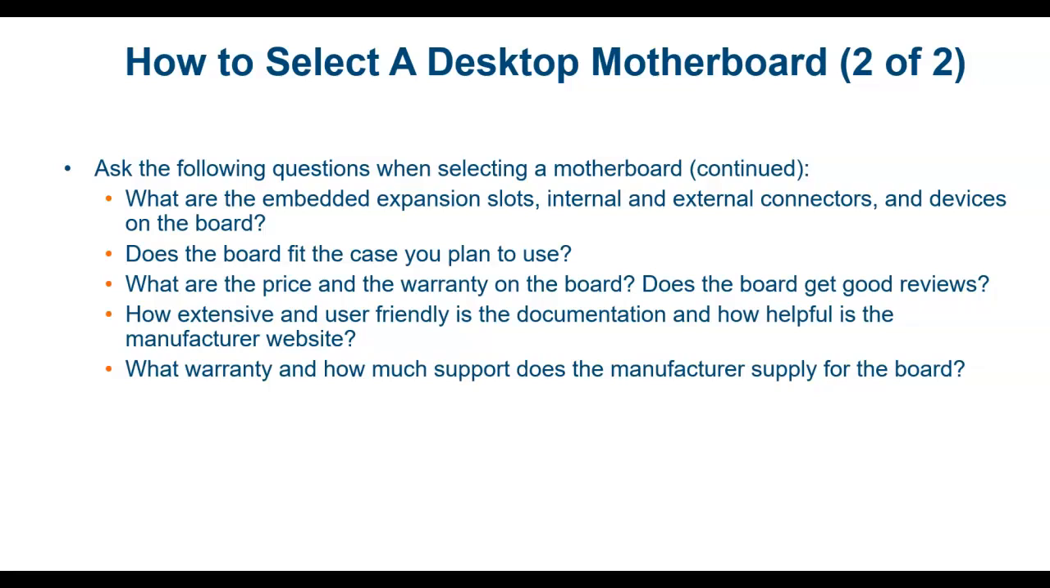Ask the following questions when selecting a motherboard. What are the embedded expansion slots, internal and external connections, and devices on the board? Does the board fit the case? Right? What if it doesn't fit? What are the price and the warranty on the board? Does the board get good reviews? How extensive and user-friendly is the documentation? And how helpful is the manufacturer's website? I know a lot of people don't like Dell, but Dell has good stuff as far as support. What warranty and how much support does the manufacturer supply for the board?